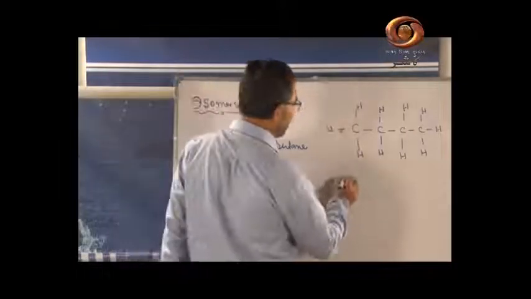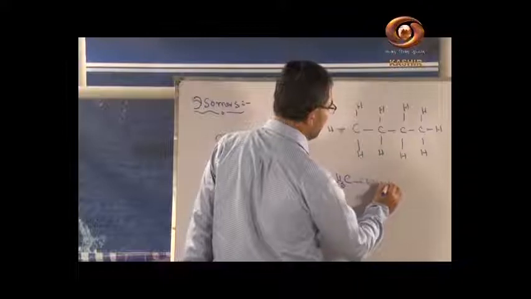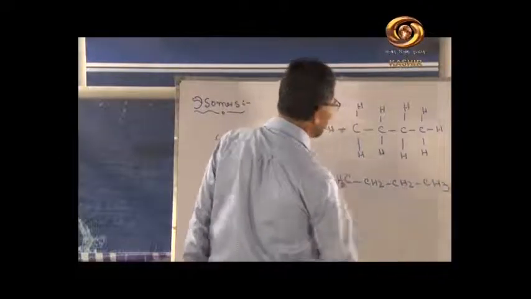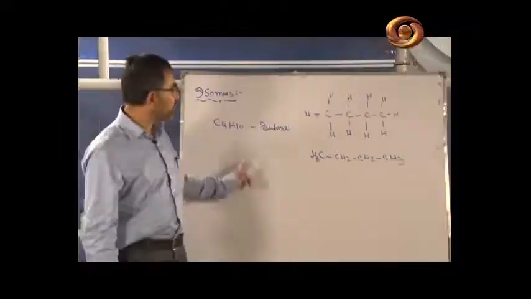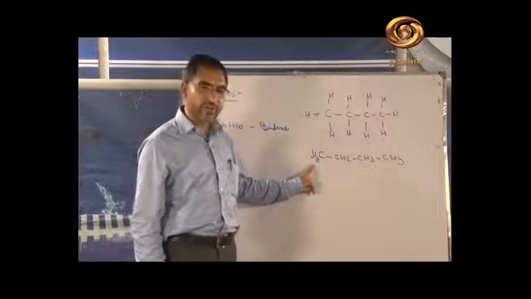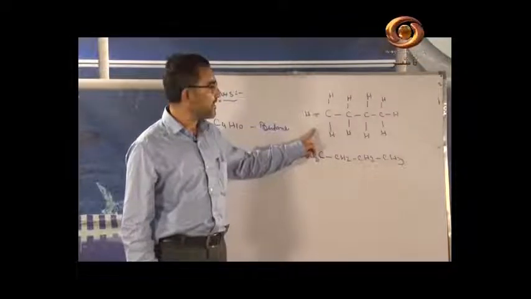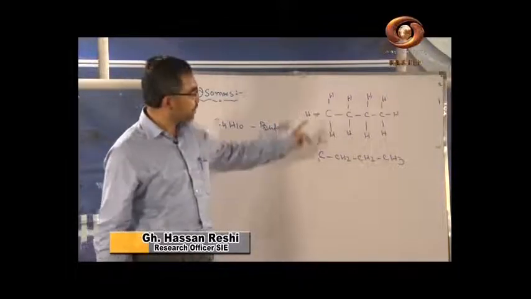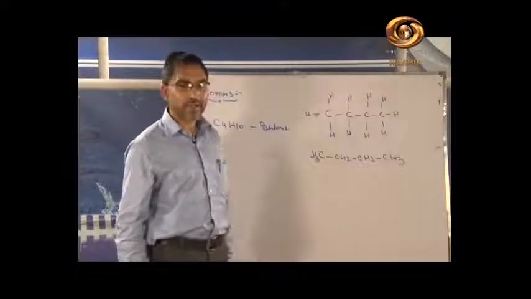If you write it in the condensed form, it is CH3, CH2, CH2, CH3. So it is butane. In total, there are 4 carbons and 10 hydrogens. If you calculate the number of hydrogens in this structural formula, that is 10, and the number of carbon atoms is 4.